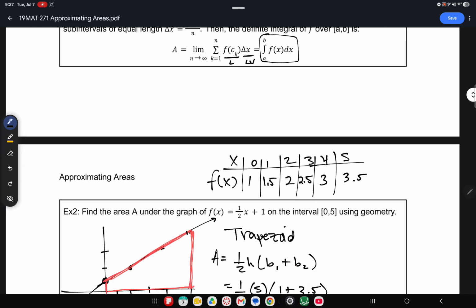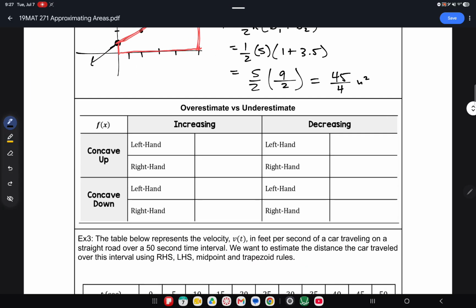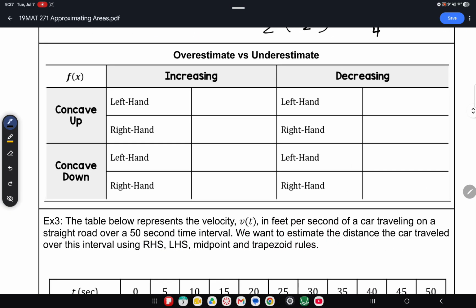And so in this little chart here, I'm just going to give you whether it would be an over or under approximation based off the type of function it is, or the behavior of it. So if we're concave up and increasing, we're looking something like this. So if we do a left-hand sum, I make a rectangle and I use the left points, right? That's going to be an under approximation. And if I go the other way and do right hand, then that's going to be an over approximation.